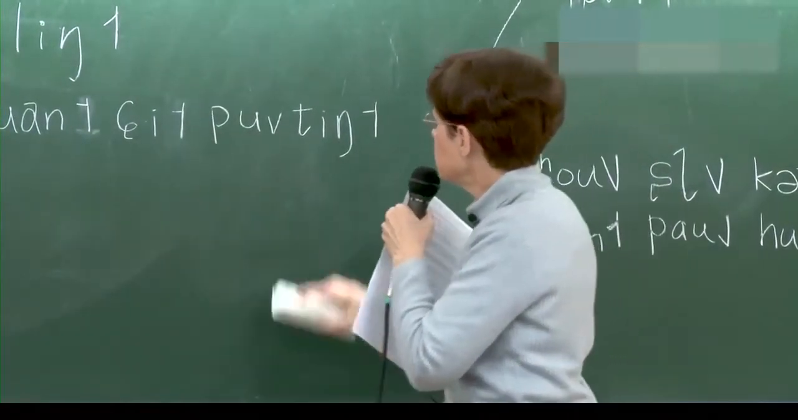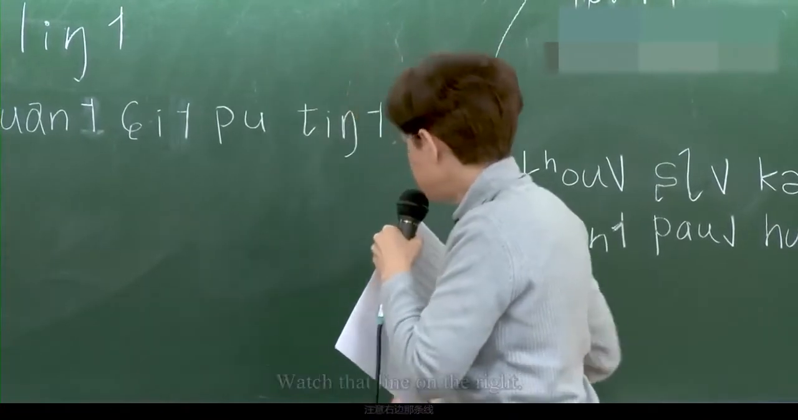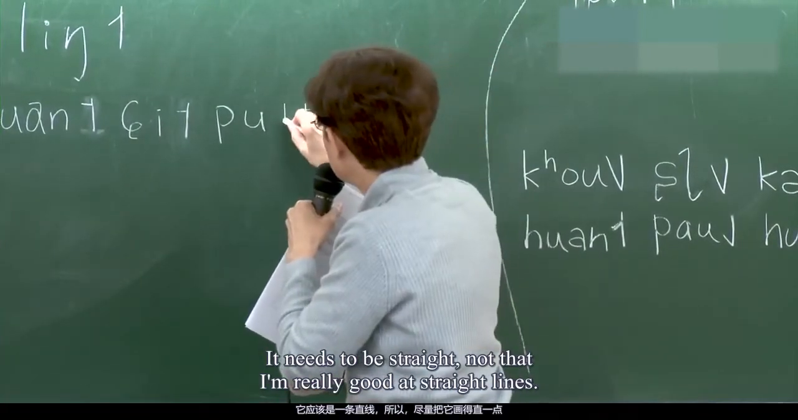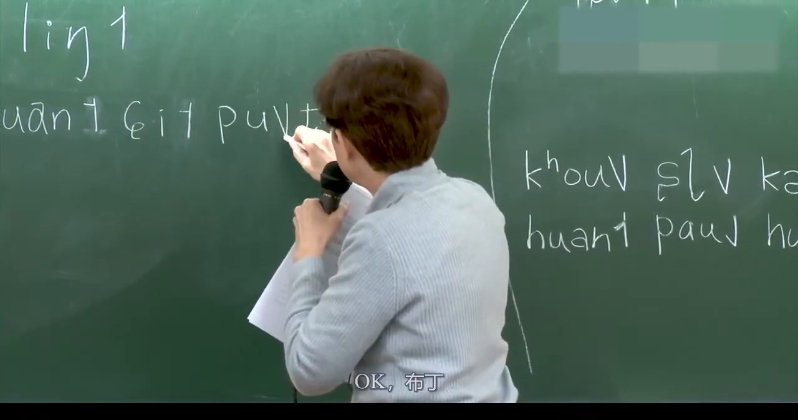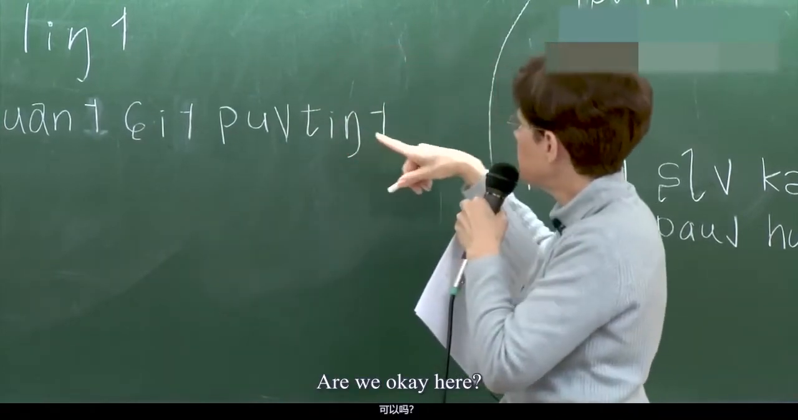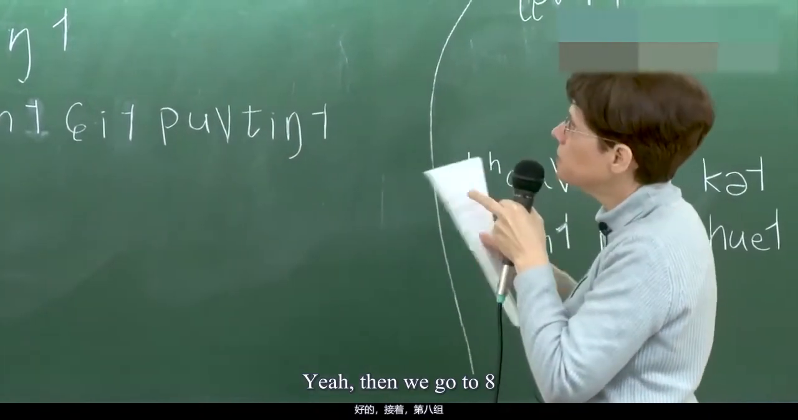And 布丁, watch that line on the right. It needs to be straight. Not that I'm really good at straight lines. Okay, 布丁. Are we okay here? Yeah. Then we go to 8.